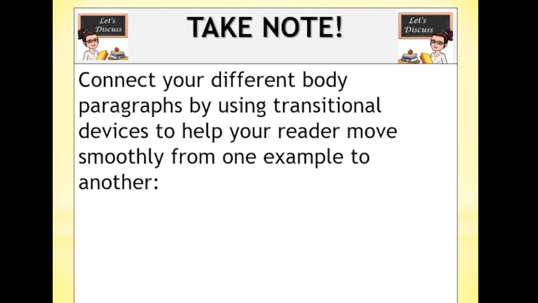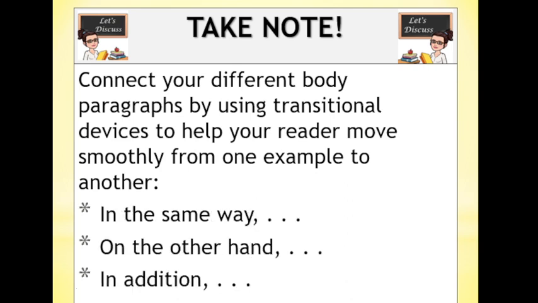Now, we have to take note that in writing our SAW, we have to connect the different body paragraphs by using transitional devices to help your reader move smoothly from one example to another. We're going to discuss this in another lesson, but what are the different transitional devices that we can use? We can say in the same way, on the other hand, in addition. Again, we are going to talk about transitional devices in another lesson. Okay? But for now, let's focus first on the different parts of how we can develop our argumentative essay.